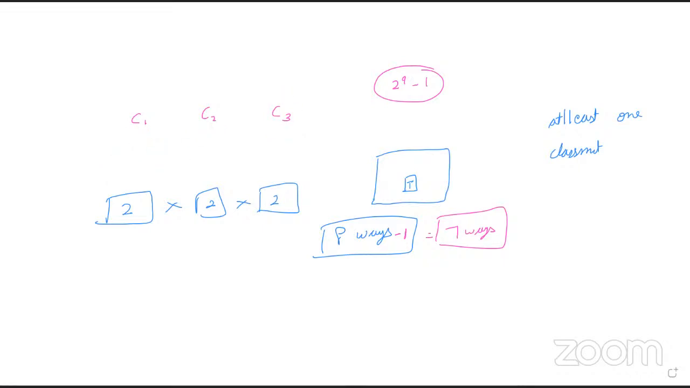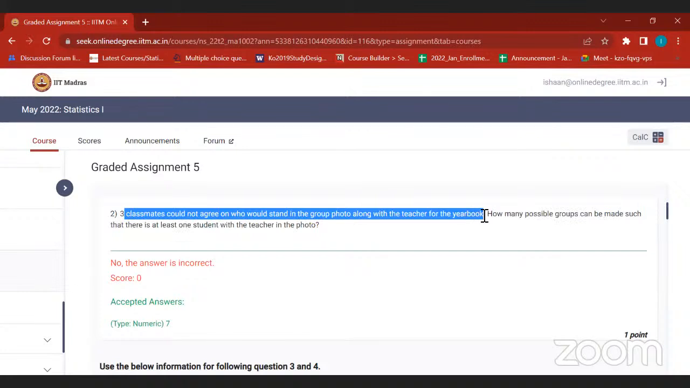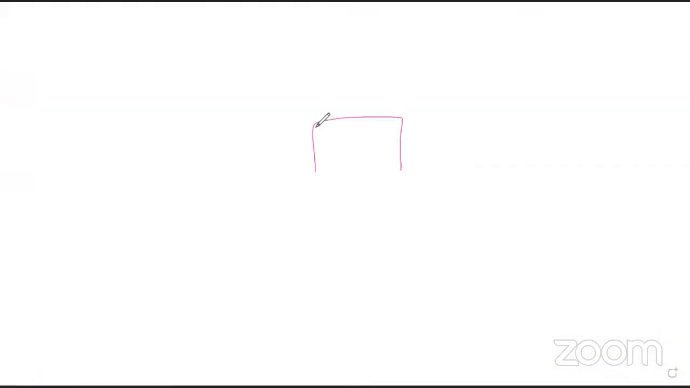Firstly, you are clear with the statement of the question. 3 classmates could not agree on who would stand in the group photo along with the teacher for the yearbook, right? The teacher would definitely be there, and suppose there are 3 classmates. They could not decide who would be in the photo or not. So we need to find out the possible ways they can take the photo. One possibility is that only C1 is in the photo and C2, C3 are not in the photo, right?